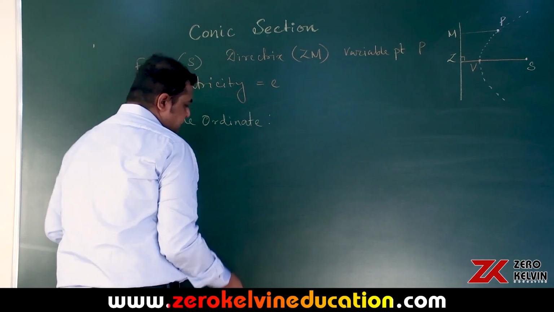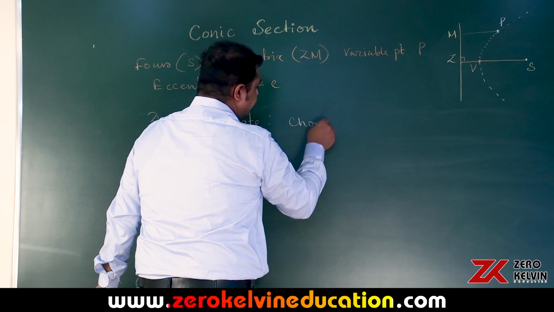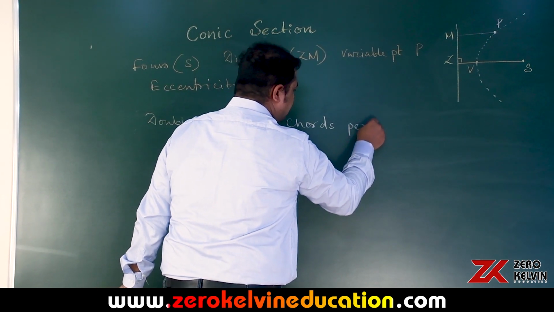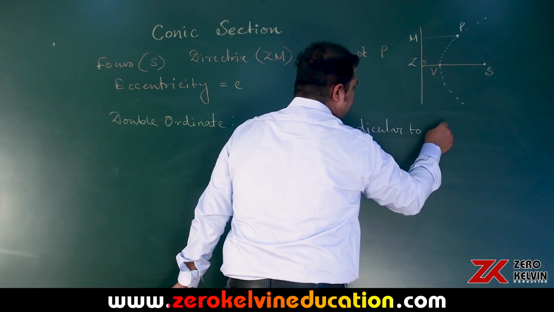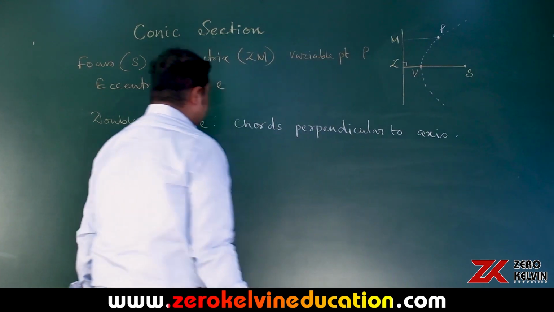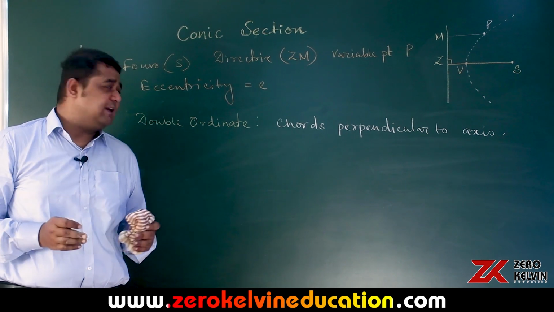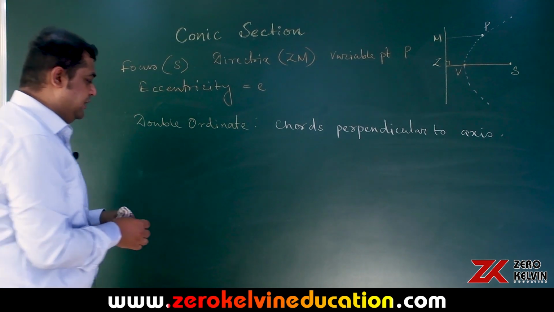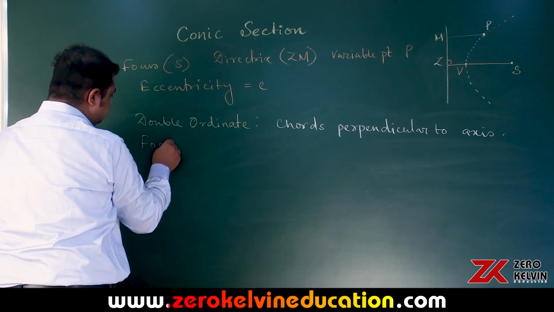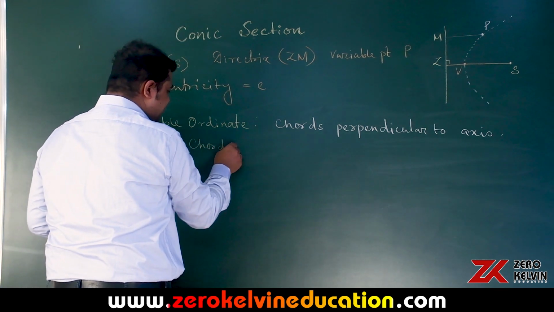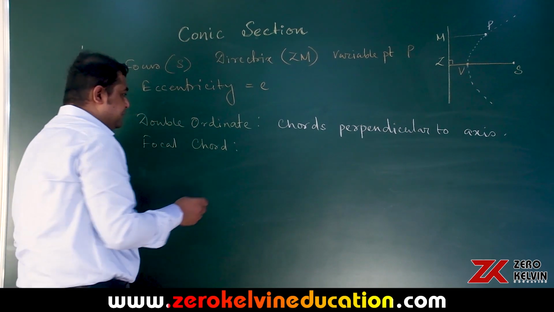Now, what type of chord is double ordinate? These are chords perpendicular to axis of conic. So, in any conic, whatever chords appear perpendicular to axis, they will be marked as double ordinate. Next, focal chord. So, by the name itself you might have got an idea. These are chords passing through focus.